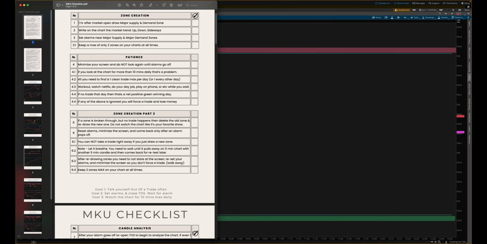I say do the strategy, have your phone, have an alarm, have a timer going, and every time you look at the charts, click start on the timer. If it goes beyond 10 minutes and you're not consistently profitable, I'm telling you that's more than likely the reason.